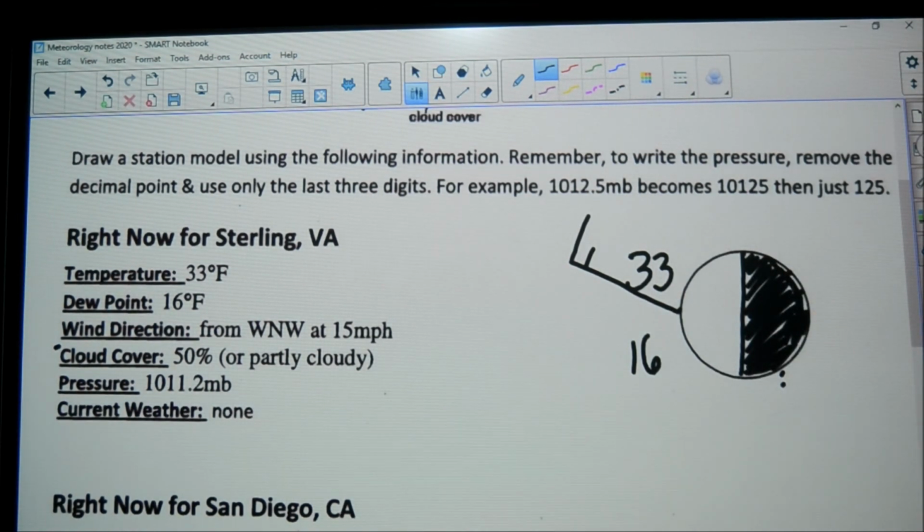My pressure is 1,011.2 millibars. I'm dropping the decimal, I'm dropping the unit, and I'm only writing the last 3 digits. So 1,011.2 becomes 112, and whether you have no current weather. So that would be your station model.